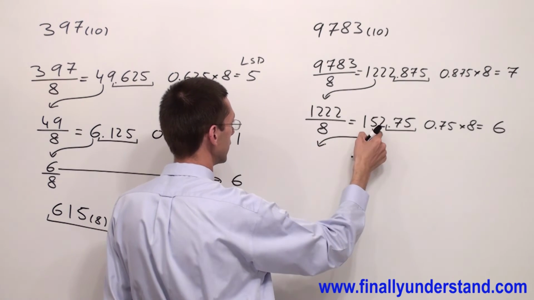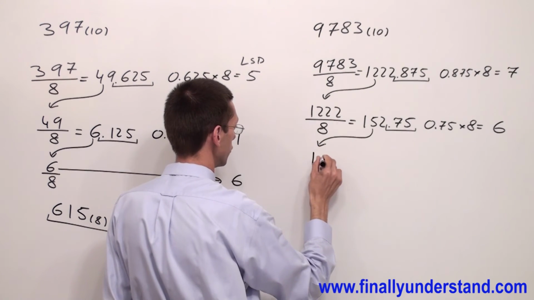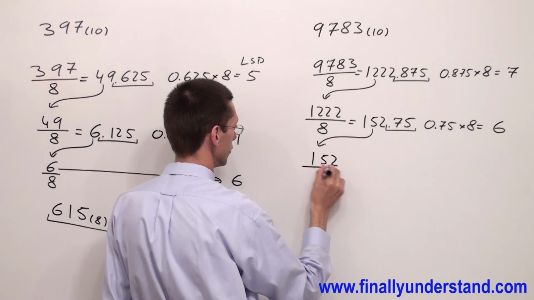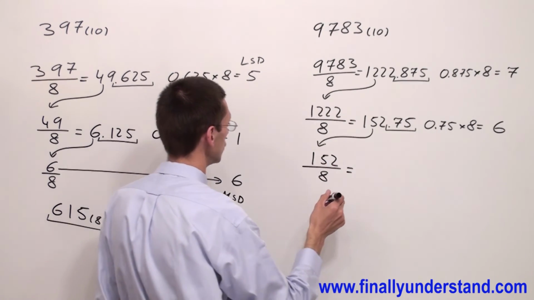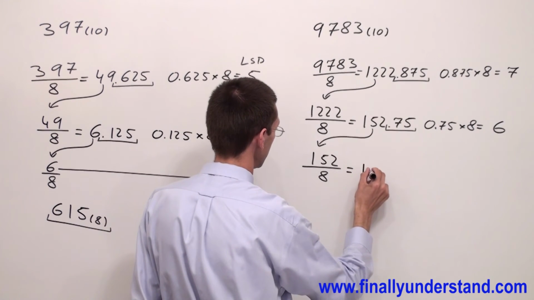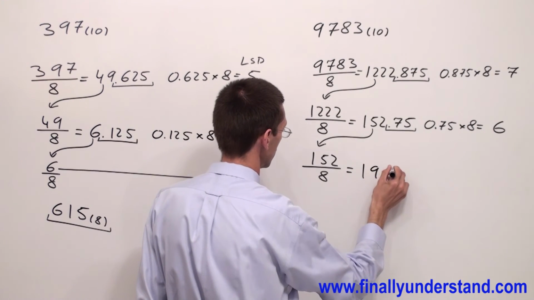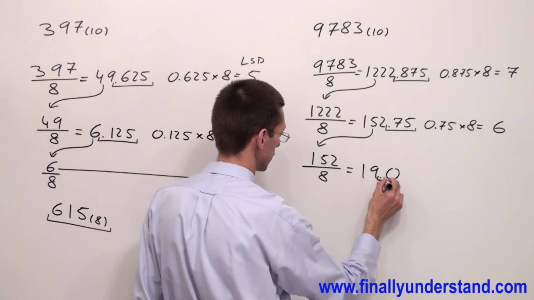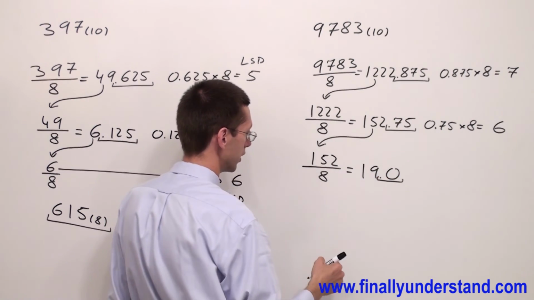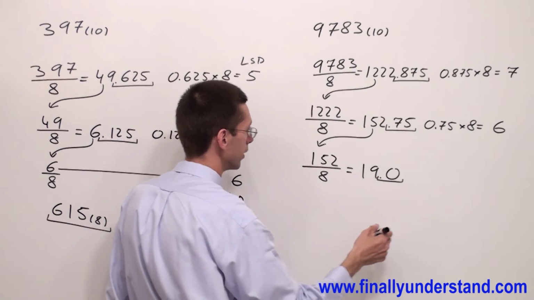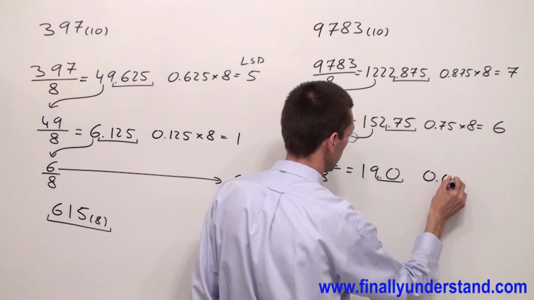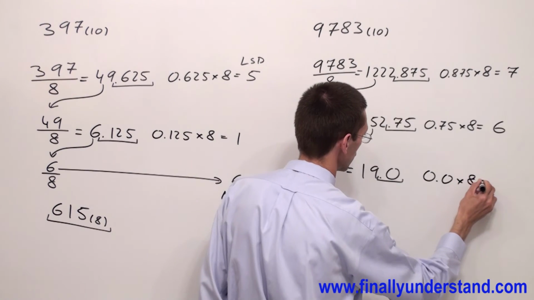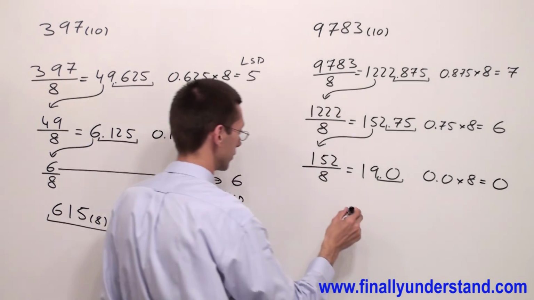Next, take the whole part, 152 divided by 8. 152 divided by 8 is equal to 19.0. Again, you're supposed to take the fractional part of the number and multiply by 8. So I have 0 times 8 is equal to 0.